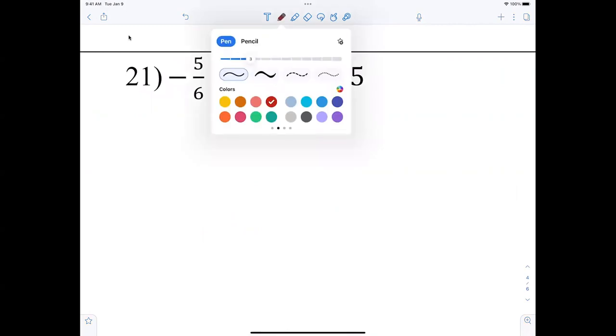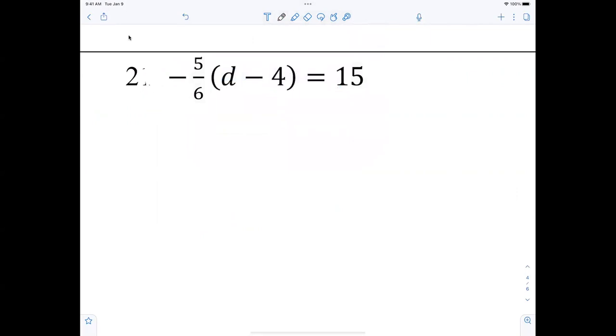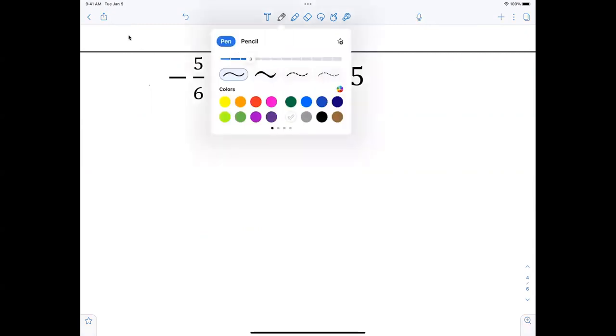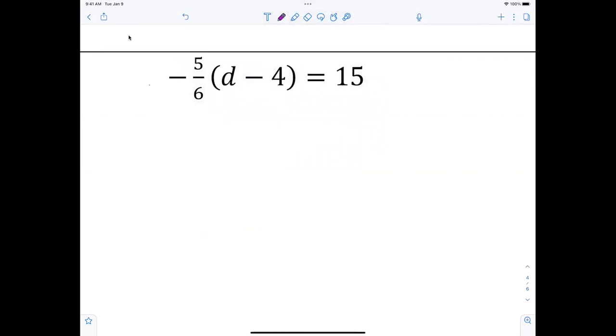My advice here is to do what? Yes, thank you, sir. Multiply by the reciprocal. What's the reciprocal? What fraction do you see? Flip it. Yeah, but don't forget the what? Yes. Negative 6/5.